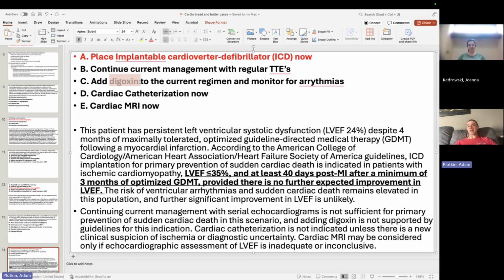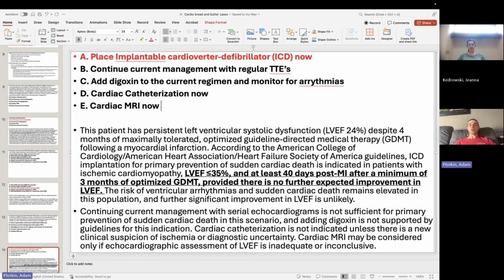Digoxin is almost never the right answer for any step question, unless they're asking you about digoxin toxicity, which is a story for another day. He's got no chest pain. I've got no concern for a reinfarction. I don't need a cardiac cath. And cardiac MRI we really only do if an echo is unrevealing or I suspect some sort of infiltrative cardiac disease like sarcoid, amyloid, hemochromatosis, things along those lines.